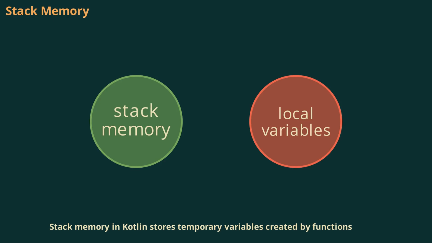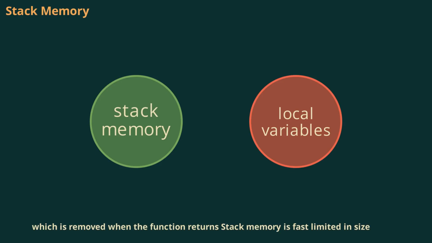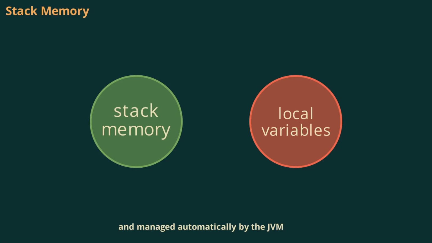Stack memory in Kotlin stores temporary variables created by functions, including primitive data types and references to objects. Each function call creates a new stack frame, which is removed when the function returns. Stack memory is fast, limited in size, and managed automatically by the JVM. Understanding stack memory is essential for optimizing performance and managing local variables effectively.